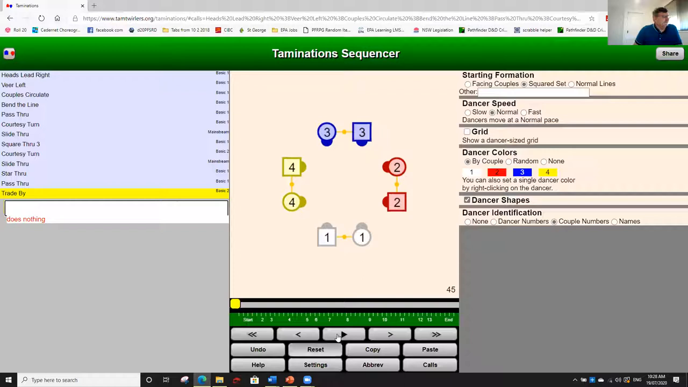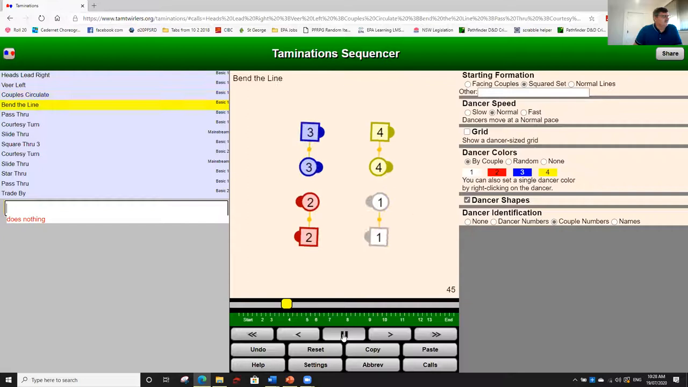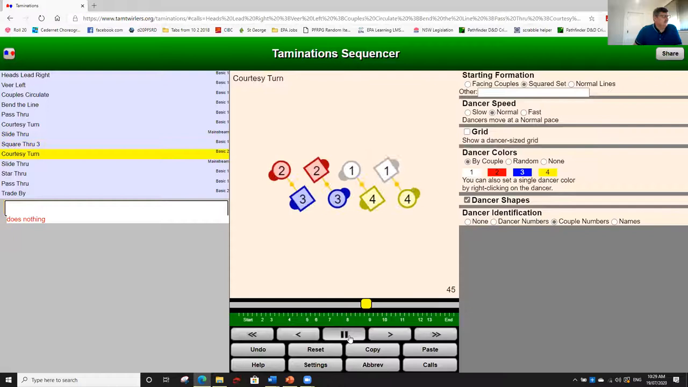I do heads lead to the right, veer to the left. Couple circulate. End the line. That's not a partner line. Pass through, courtesy turn. I could have done a right and left through there too, couldn't I? But that's what was on the call sheet, so that's what I'm going to leave it as. I now have a partner line, so I have a fixed point. Square through three.